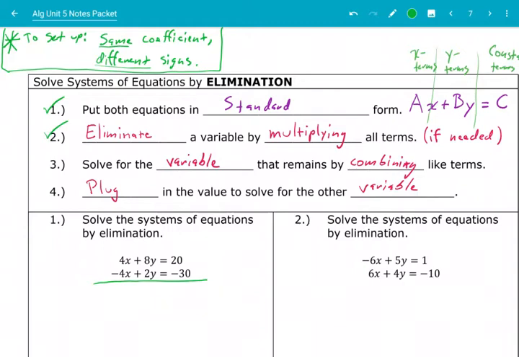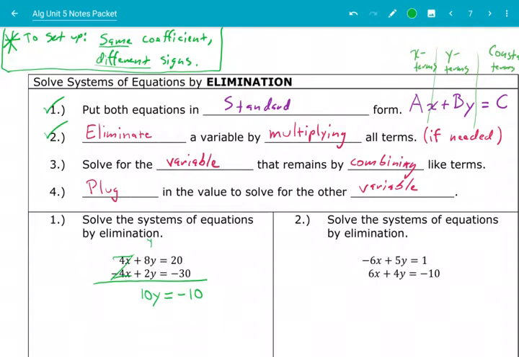Solve for the variable that remains by combining like terms. And what they mean by remains is this. 4x minus 4x is 0, so we have eliminated the x's. And all that remains is the y. 8 plus 2, that's 10 y's. I don't need anything over there. So 10 y's equal, and I'm going to combine this over there. 20 minus 30 is minus 10.